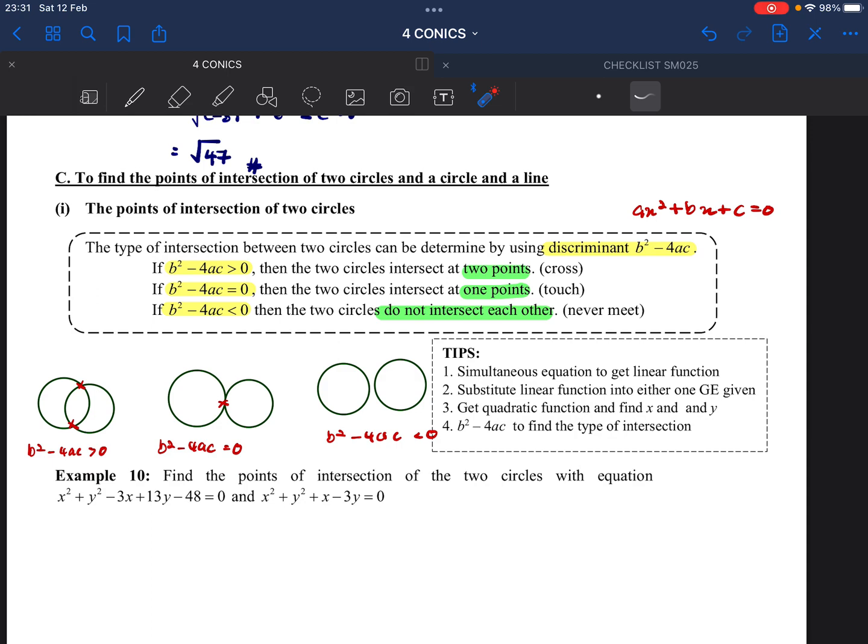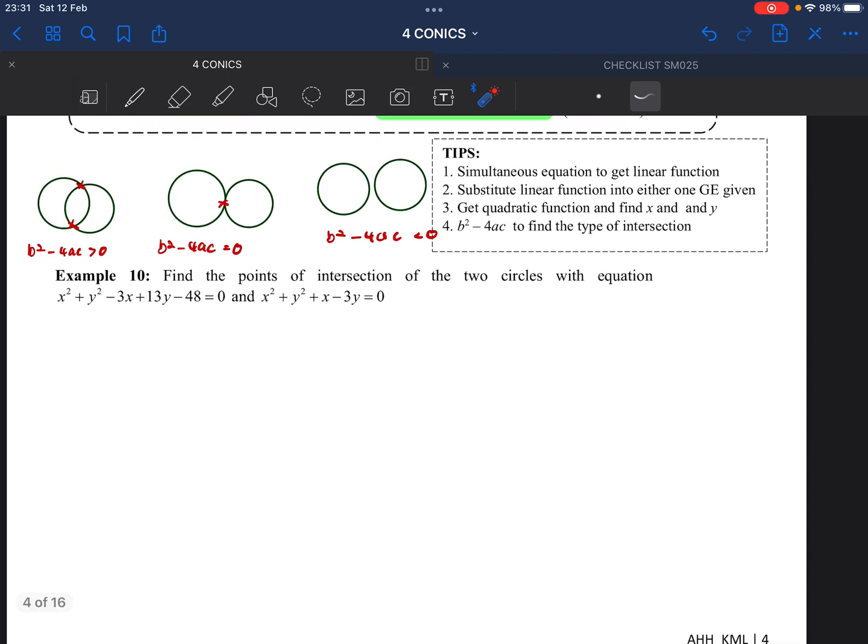So let's see example 10 here. Find the point of intersection of the two circles with the equations here. This question only asks for the point of intersection. So what we are going to do, as you can see from the tips here, we have 4 steps. The first step is we have to do a simultaneous equation between these two equations of circles. You have done this before, so let's try the first step.